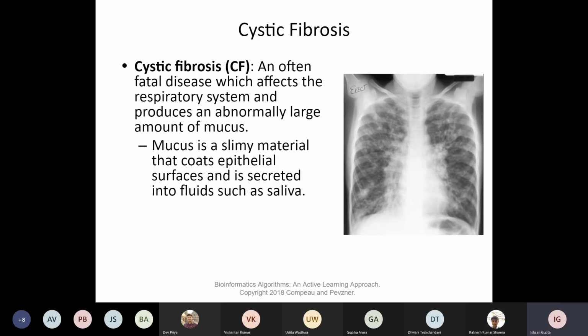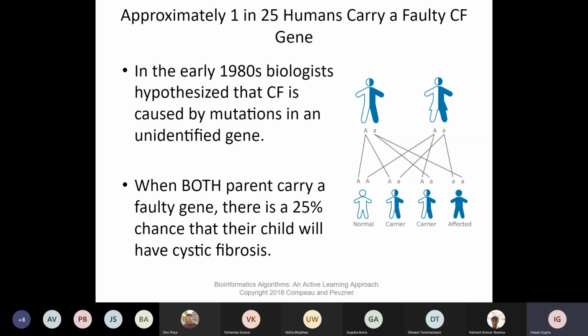Another example of how sequence alignment helps is cystic fibrosis. Cystic fibrosis is a fatal disease. It mostly affects the respiratory system. A lot of mucus is made in the lungs, and actually 1 in 25 humans are supposed to carry the faulty gene for cystic fibrosis. Whenever two people who have the faulty gene come together, there is a 1 in 4 chance that the baby born is going to have cystic fibrosis, and the quality of life and life expectancy is dramatically reduced in this case.